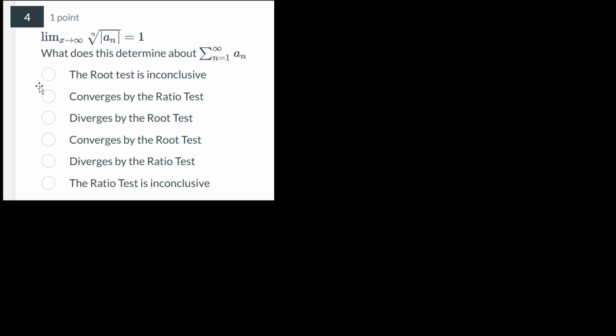Okay, number 4. We have the limit as n goes to infinity of the nth root of the absolute value of a_n equals 1. It says x, but this really should be n, so I'm going to have to change that. This is using the root test, and if the root test gives 1, you can look up in your notes that the test is going to be inconclusive. So that is the best answer for number 4.